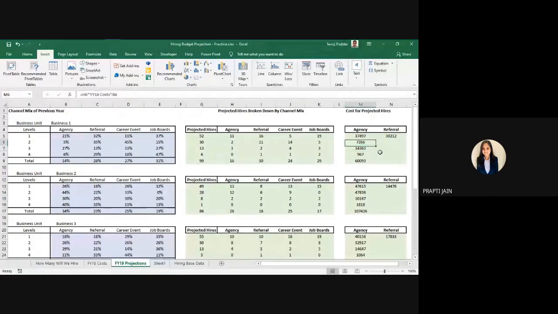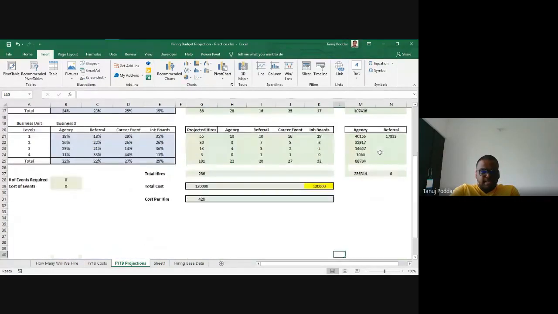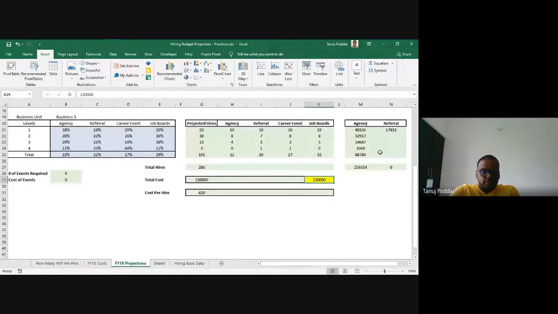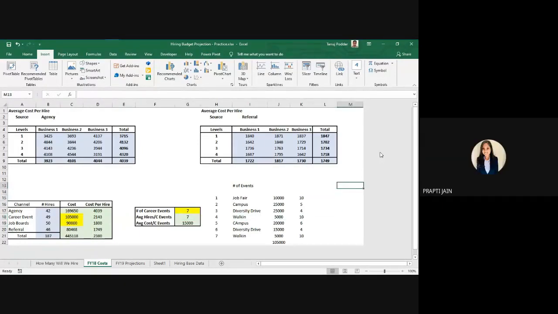So why are we doing this exercise only for agency and referral? Because, as I said, the cost for job boards is prepaid. At the time of budgeting, at the start of the year, we already know the cost that we are going to incur for job boards. But then in the previous tables, calculating the percentages level by level and everything, would that be very relevant, since we are not using that data at all?